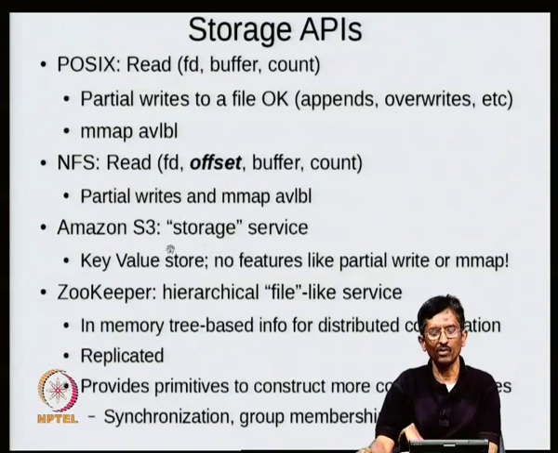So what is S3? S3 is basically a key value store, whereas Zookeeper, if you are familiar with the proc file system in Linux, is something similar to that. Okay. So the idea here is you want to provide certain information in a tree-like fashion, and this is memory based, and various clients can actually get information about some particular state of the system from this file-like service.